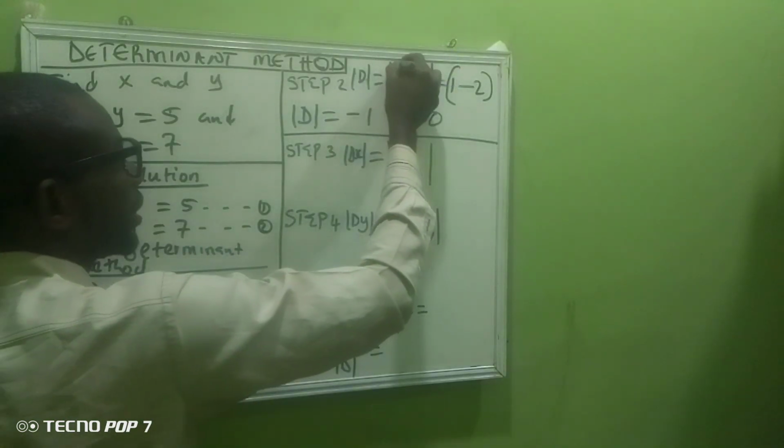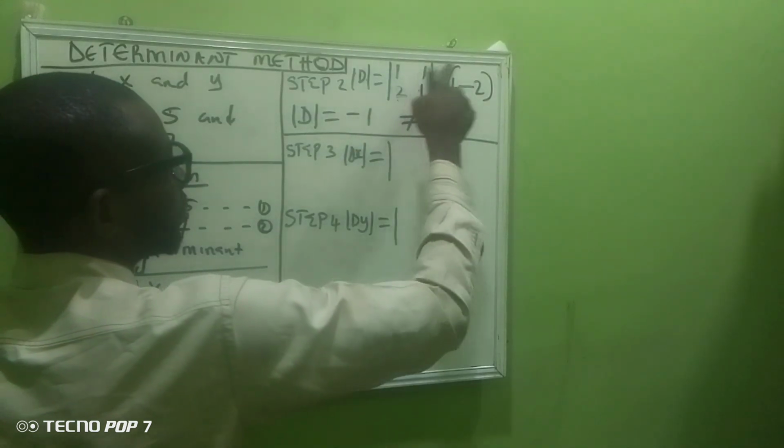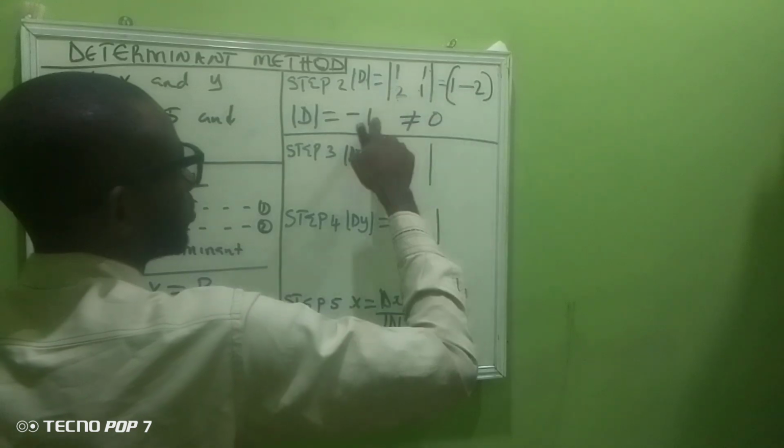You pick this value. You have this straight line. This is the sign of determinant. 1 times 1 is 1. Then 2 times 1. The minus is always there. Is 2. 1 minus 2 is minus 1.